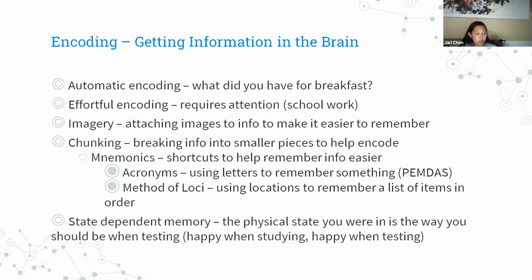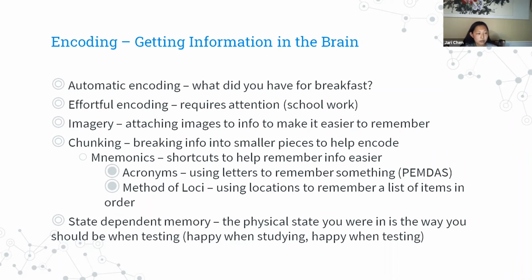There are different types of encoding. There's automatic encoding, which is stuff that is usually asked, like, what did you have for breakfast? That's automatic. You didn't have to work to remember. When you're eating breakfast, you're not thinking, oh my God, I need to remember this. But there's effortful encoding, which requires intention and effort to remember the information. This is very applicable to schoolwork because you have to effortfully memorize things that you need for school.